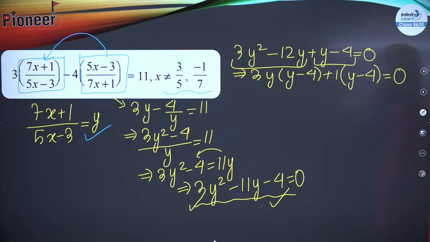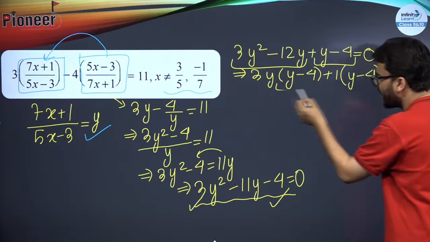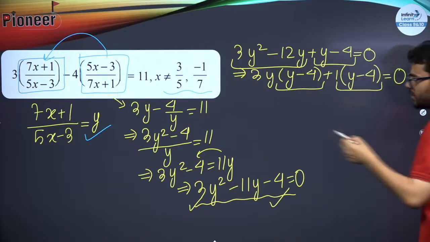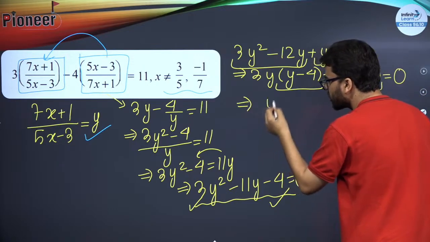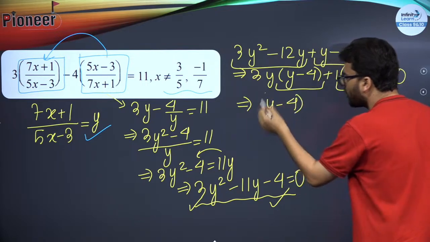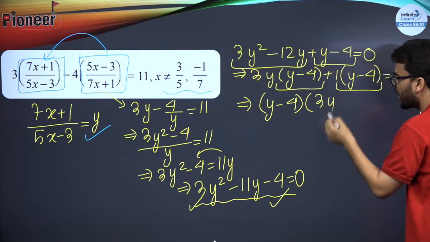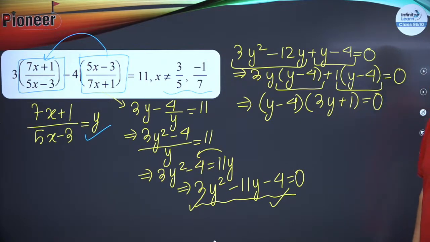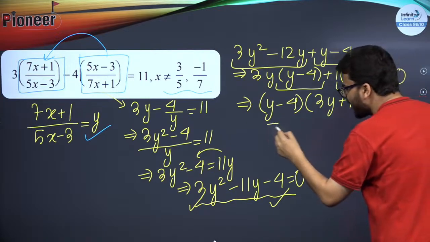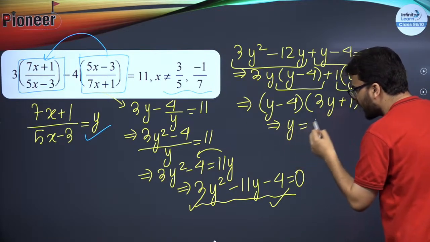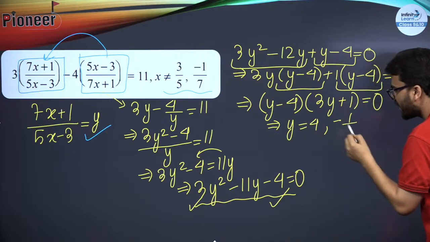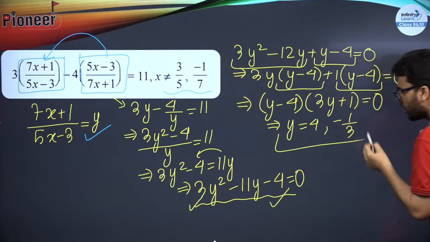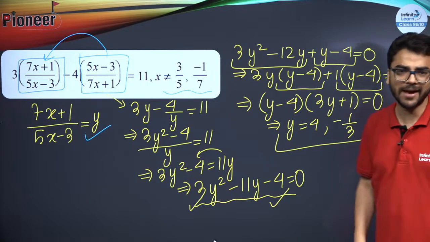Is it clear? Now out of the whole expression, can I take y minus 4 as common? So you see, out of the whole expression I can take y minus 4 as common. So I will be left with 3y plus 1 over here, and that is equal to 0. Is it clear now? Yes, middle term splitting, Manav. So over here we can say that y is equal to 4, correct? And y is equal to -1/3. So y is equal to 4 and y is equal to -1/3 is coming.